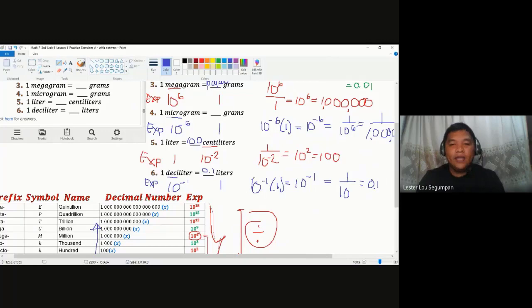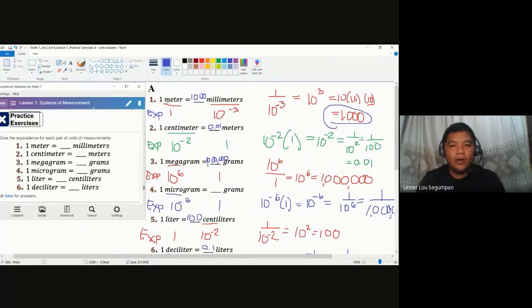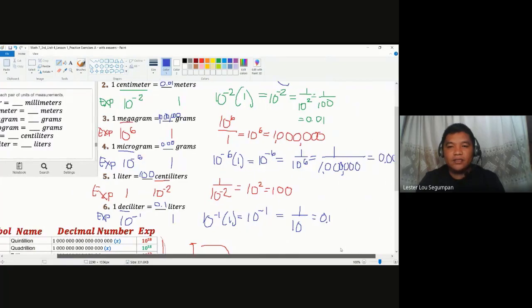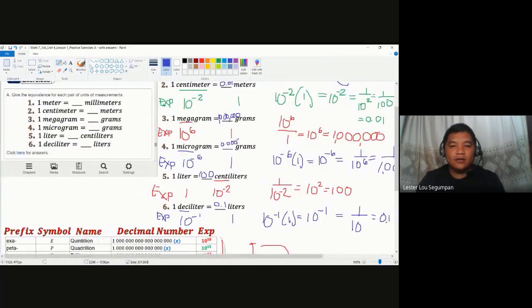Okay. This equivalence here in number 1, meter is 1,000 millimeters. 1 centimeter is 0.01 meters. 1 megagram is 1 million grams. I forgot to place it here. 1 microgram is 0.0. This is 1 millionth. Yes. So tens, hundreds, thousands, 10,000s, 100,000s, millionth. So we have 1 microgram is 1 millionth of a gram. 1 liter is 100 centiliters, and 1 deciliter is 1/10 of a liter.